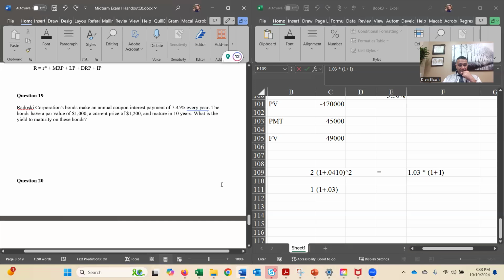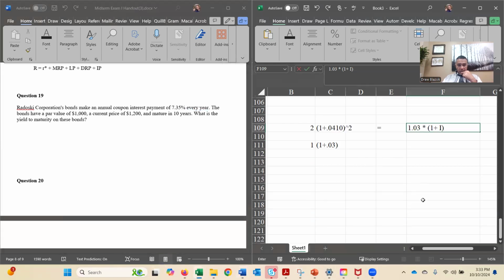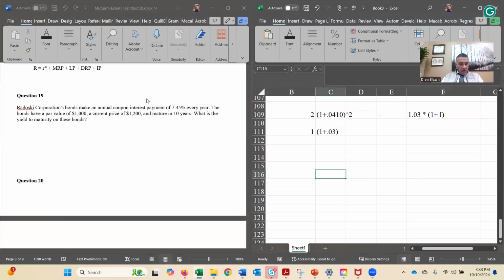Okay, question 19. There's a bond. Let's just write this one out. Make an annual coupon interest payment. Coupon rate is 7.35%. I'll type it up as we go. The bonds have a par value, par 1,000. Current price is negative 1,200. You got to put negative. Just remember that.